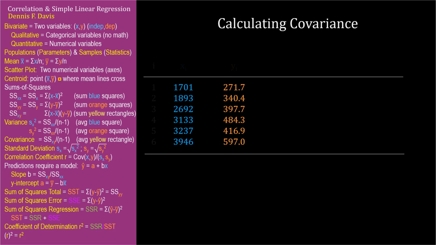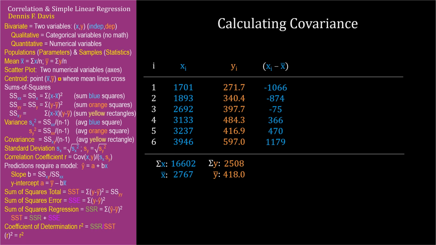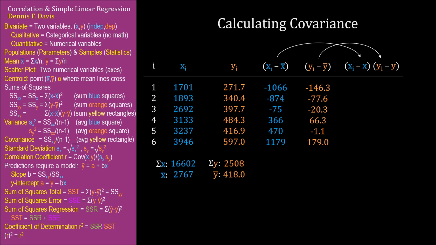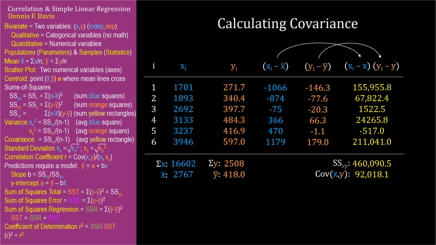Here are the x and y variables we've already seen, the blue home size x and the orange sales price y. Here are their sums and averages. We calculated them earlier. Here are all the x minus x bar values and the y minus y bar. And to find the covariance, we don't square blue or orange, but we multiply them together. The sum of squares xy is 460,090.5. To find the covariance, we divide by 5 to get 92,018.1, and that's the covariance.